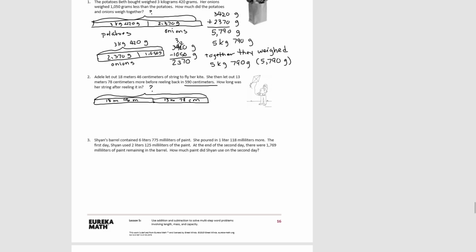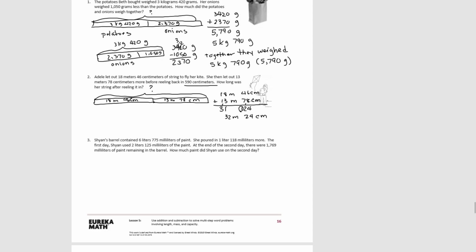Again, this tape diagram shows us that we need to add to get a total. So we have 18 meters and 46 centimeters. And then we're going to add 13 meters and 78 centimeters. So if we add the centimeters first, we get 124 centimeters. And we know that this is equal to a meter. So when we add these together, we get 31 plus this would be 32 meters, 24 centimeters.